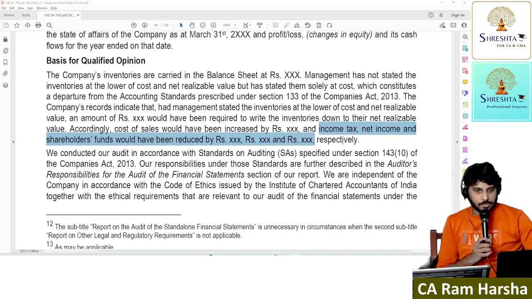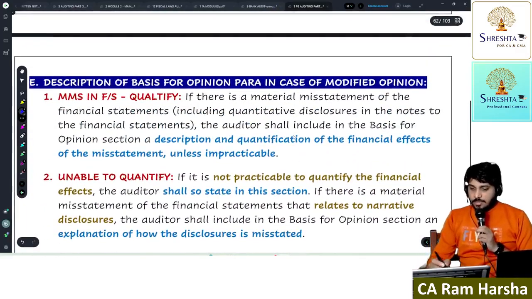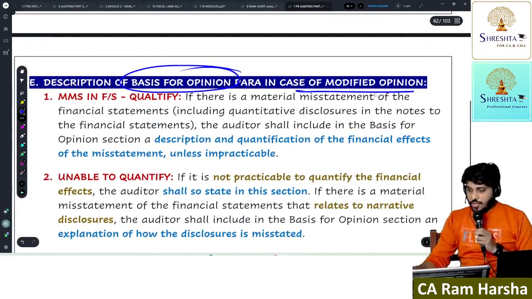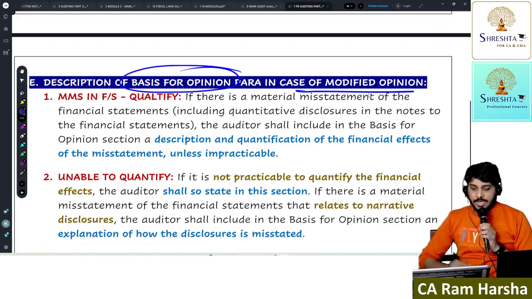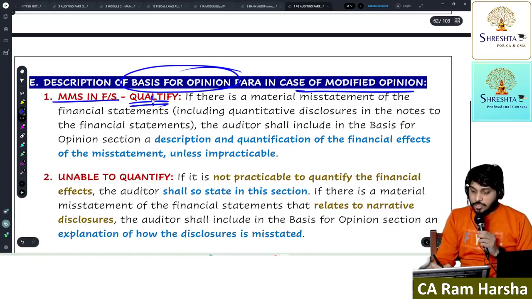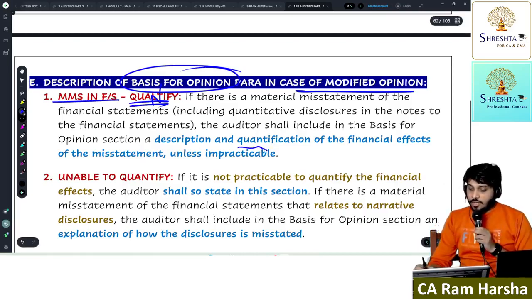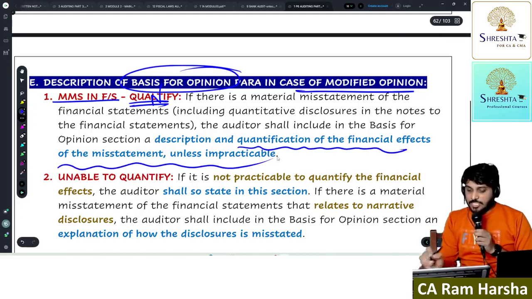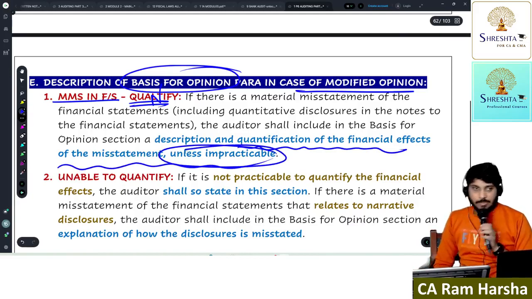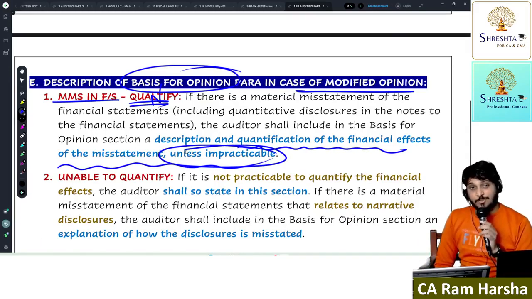Understood or not? All of you. You see here we mentioned the basis for opinion para when you give a modified opinion. Suppose if there is a material misstatement, quantify. The auditor shall quantify the effect of misstatements unless impracticable. You have to quantify. If it is not practicable to quantify, suppose 20 mistakes are there, is it possible to quantify?